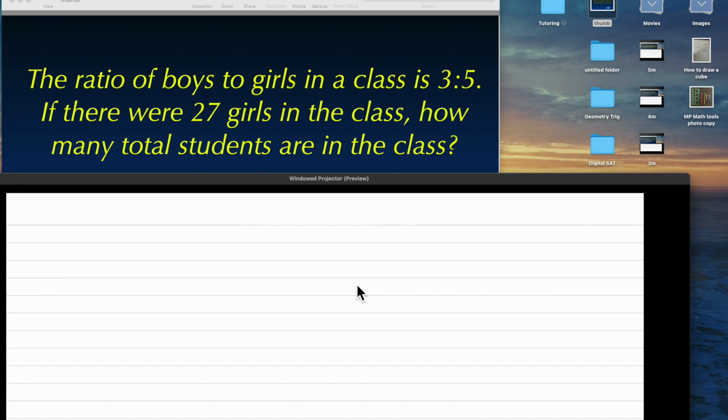Okay, this next problem involves boys and girls in a class. The ratio of boys to girls in a class is 3 to 5. If there are 27 girls in the class, how many total are in the class? So what are we going to set x equal to? We're going to look for words like this: how many, and whatever follows, we're going to set x equal to. So x is going to be the total students. Not the number of boys, not the number of girls, but the total number of students.